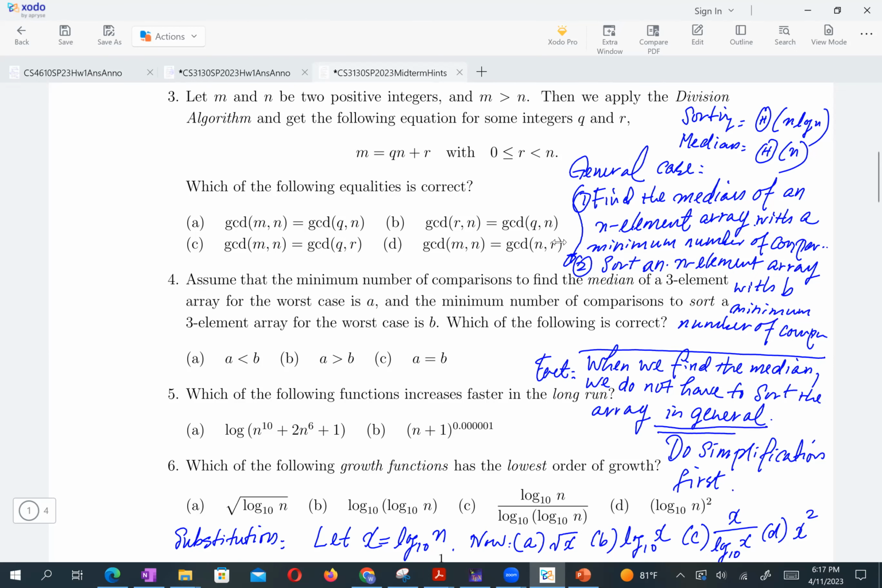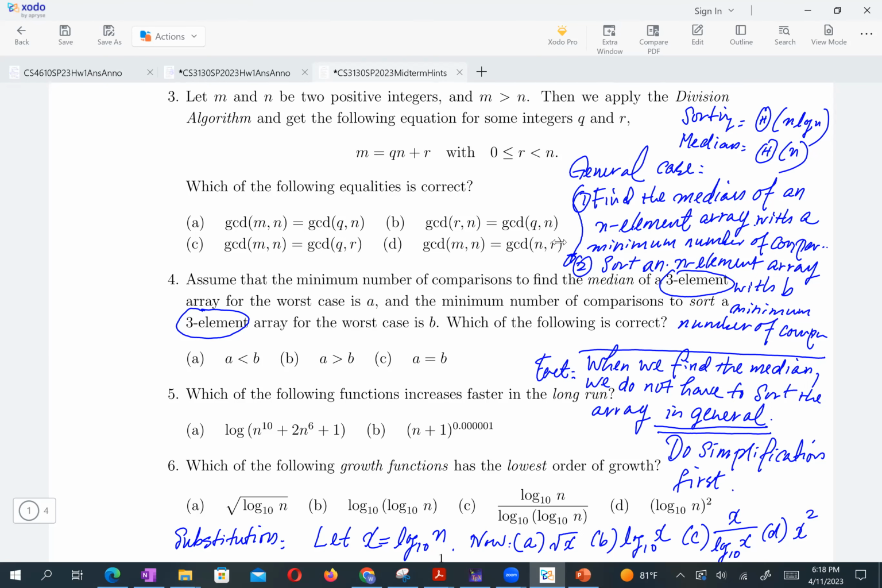All right. With that background, that is the background for this question number 4. Now we come back to our question number 4, but it is not a general case. It's a 3-element case. So the general rule may not be true for the 3-element case. It's a very special case, so it may not be true.